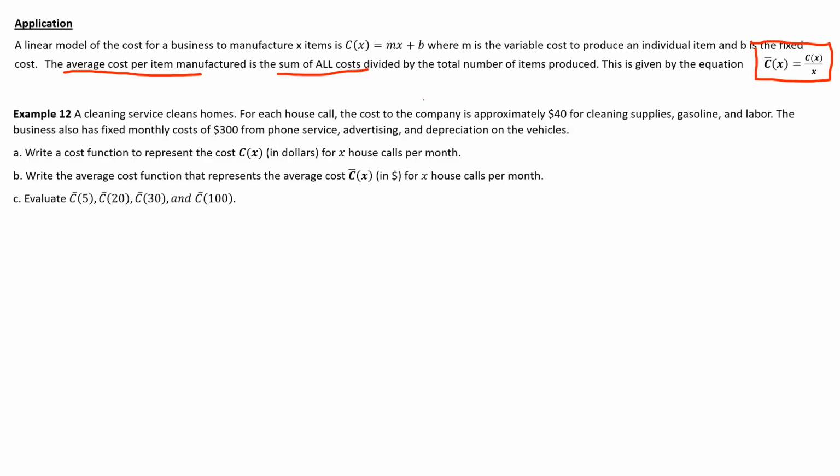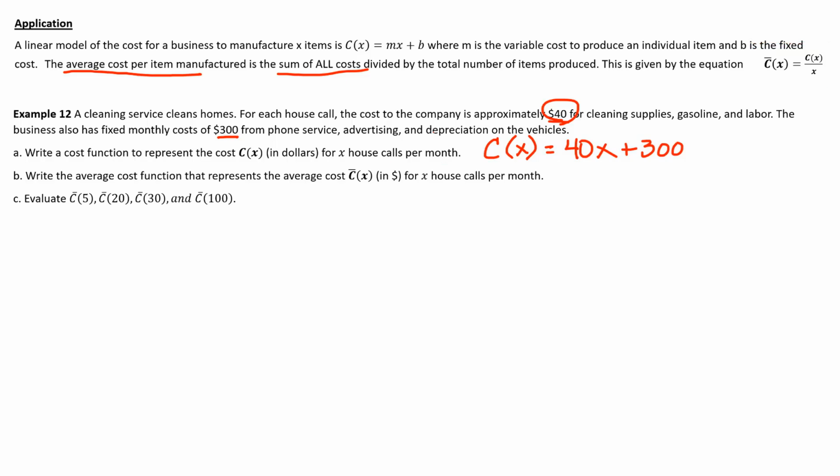For each house call, the cost to the company is approximately $40 for cleaning supplies, gasoline, and labor. The business also has fixed monthly costs of $300 from phone service, advertising, and depreciation of vehicles. So they're giving us the fixed costs and the variable costs, and we're supposed to write a function, C of X, for X house calls per month. How much is it going to cost them to make X house calls per month? So C of X is going to be variable costs. The cost per house call is $40, so 40 times the number of house calls, X, plus the fixed costs, which would be $300 per month. So this is the function that describes the cost of doing business for a month selling X items.